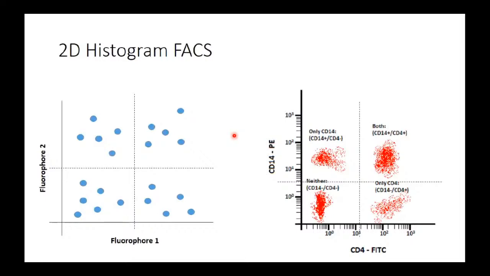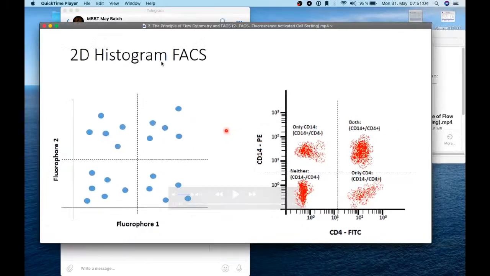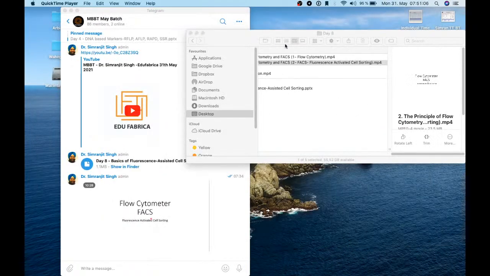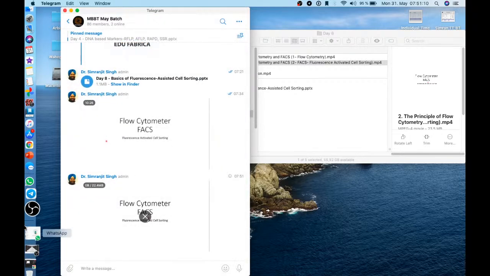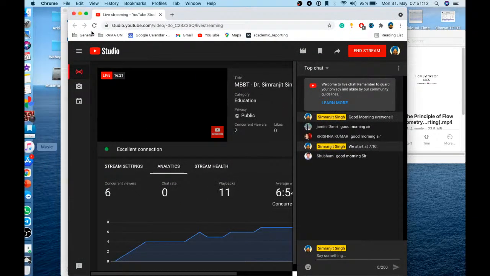Okay. Now with fluorophore 1 and fluorophore 2, CD4 FITC and CD14 PE having different dyes, we can differentiate our cells according to their sizes, their morphologies, and their attachments. So we can have a very nice differentiation of our molecules at the end. So I hope this FACS analysis is pretty much clear today.